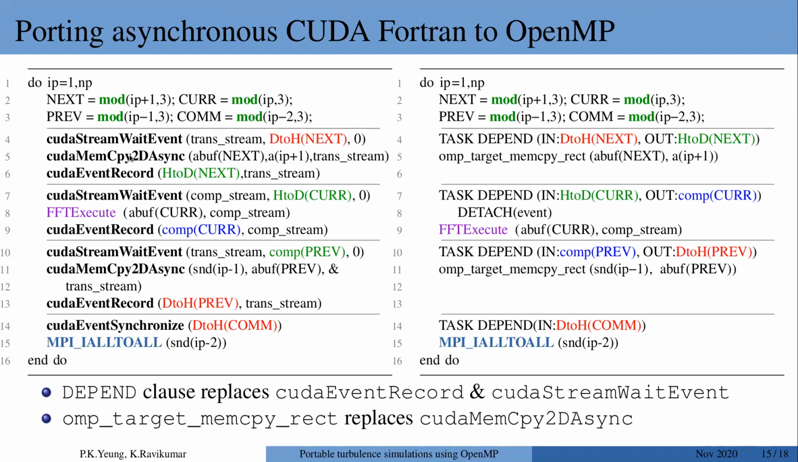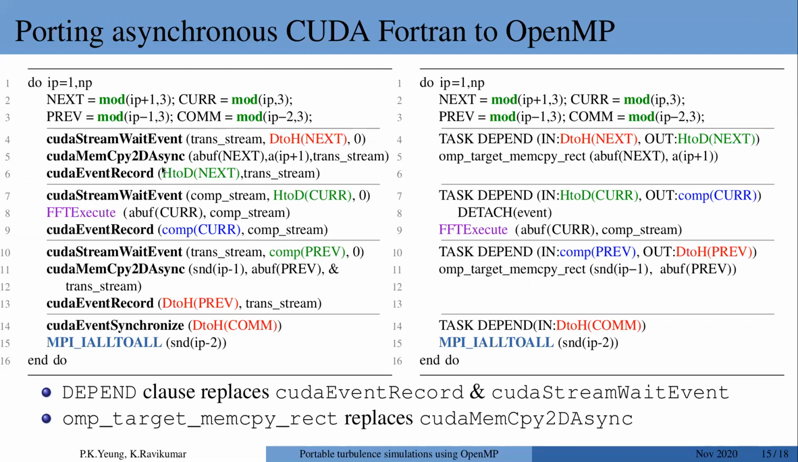So to quickly walk through the CUDA Fortran code, the operations that we're doing here are a 2D copy from the host to the device, FFTs on a buffer, and then the 2D copies again back from the device to the host, while also packing the data, making it ready for the all-to-all transpose that's coming next.